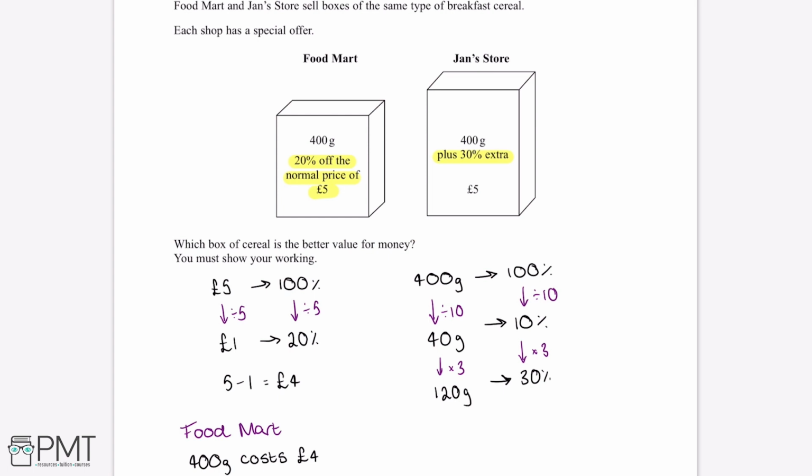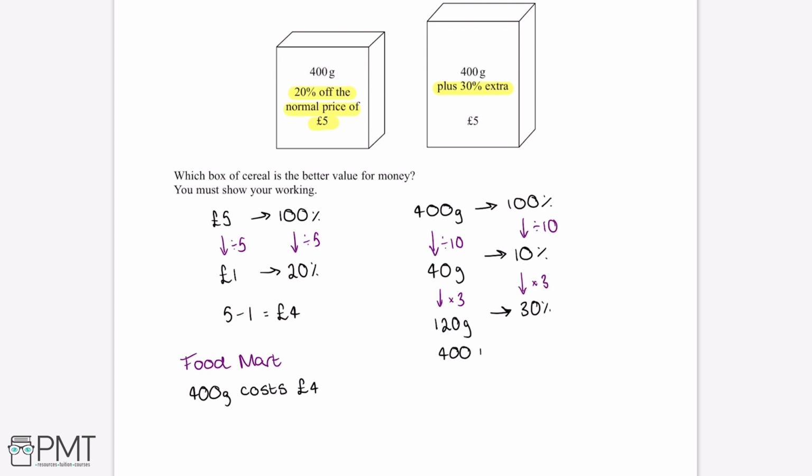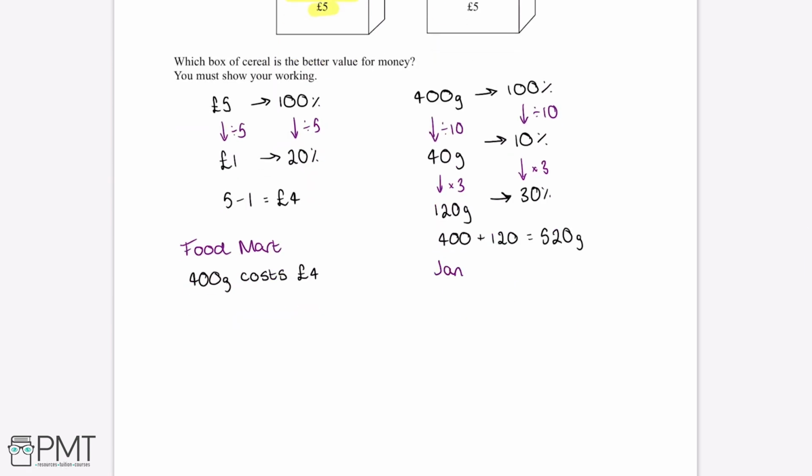And now we'll need to add this 30% onto the 400 grams to work out the total weight of the cereal. And 400 plus 120 gives us 520 grams. So therefore 520 grams costs £5. Now for this question we want to show which cereal box is better value for money. So we're going to want to compare these two values. And to do this, we can either work out the cost for a certain number of grams, or work out how many grams we can buy for a certain price.